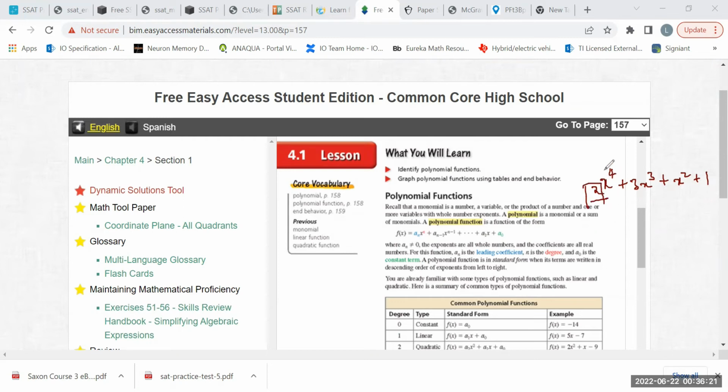The highest power that the variable of the polynomial is raised to is called the order of the polynomial, or the degree of the polynomial. And the last term here is actually called a naught. This is the constant term of the polynomial.